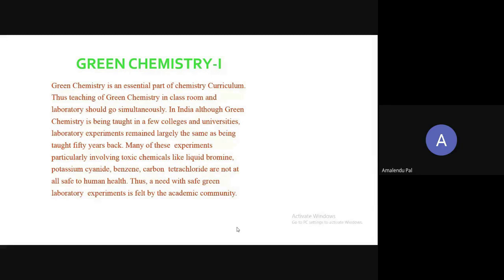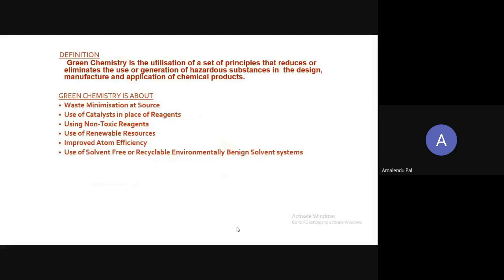I'm telling this thing. This is the situation: we are still using liquid bromine. Potassium cyanide we are not using nowadays, but benzene you are still using. Carbon tetrachloride is also being used. Let's see some of the chemicals I have given here. So green laboratory experiments are necessary for us in the academic community.